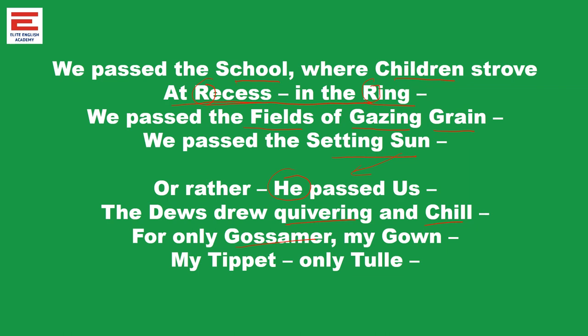So that is gossamer. My gown, my tippet. Tippet refers to a kind of scarf that is used by the priest at the time of performing mass prayer. Since she is wearing a kind of wedding gown, she is wearing that tippet. Only tulle. Tulle refers to a soft, fine silk cotton material like a net. So in the entire stanza, she is describing her rich gown. Even at the time of death, people are neatly dressed, right? So that kind of dress code is being discussed in this particular stanza.